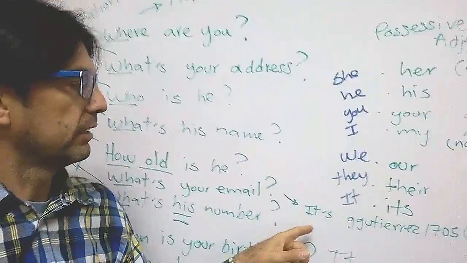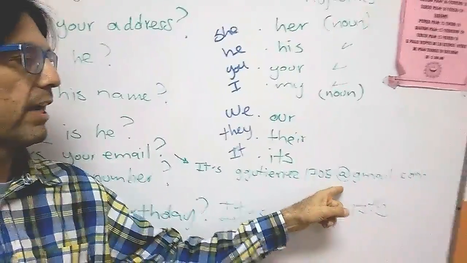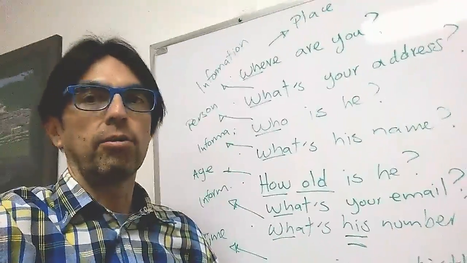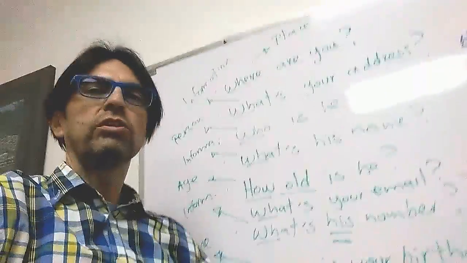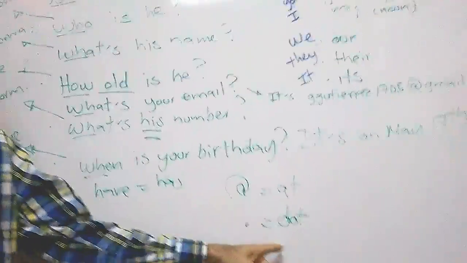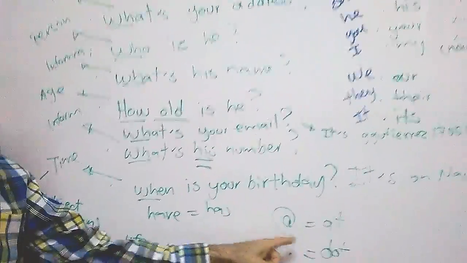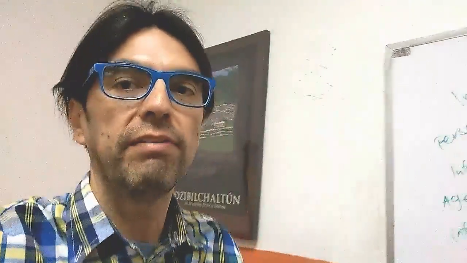For information, what's your email? My email is ggutierrez1705@gmail.com. You know, in this we don't say arroba, we say at, okay, and we don't say punto or period. We say dot. When we are talking about the internet, we say dot. Okay, so this is at and this is dot. I think in a previous video I clarified that information. Well, let's continue.